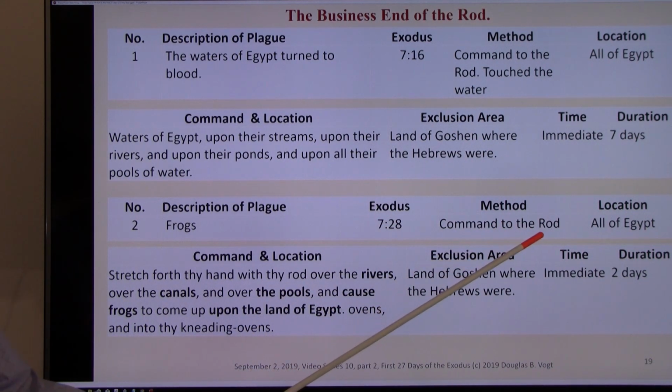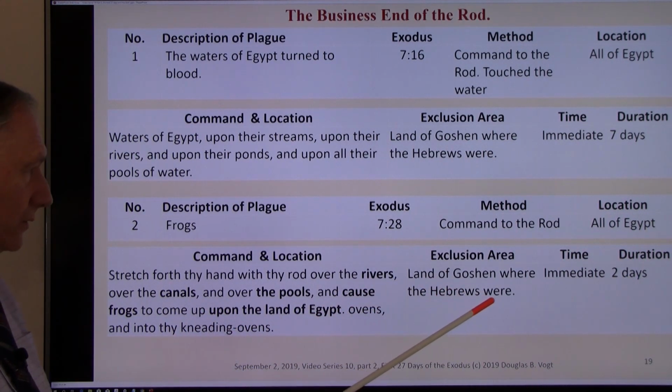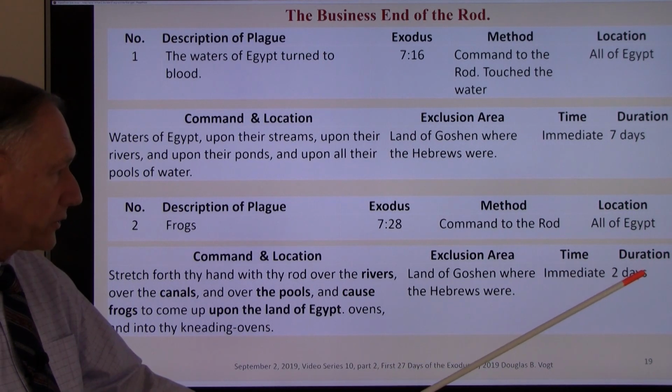Number 2, frogs. The command to the rod again, all location, all of Egypt. Command: rivers, canals, the pools, cause the frogs to come up upon the land of Egypt, ovens and even thy kindling ovens. There were all the locations where it's going to show up. The exclusion area, land of Goshen, time, immediate, duration, 2 days.